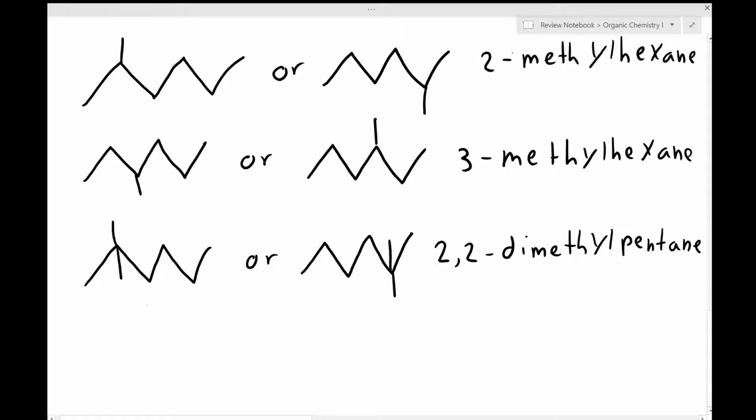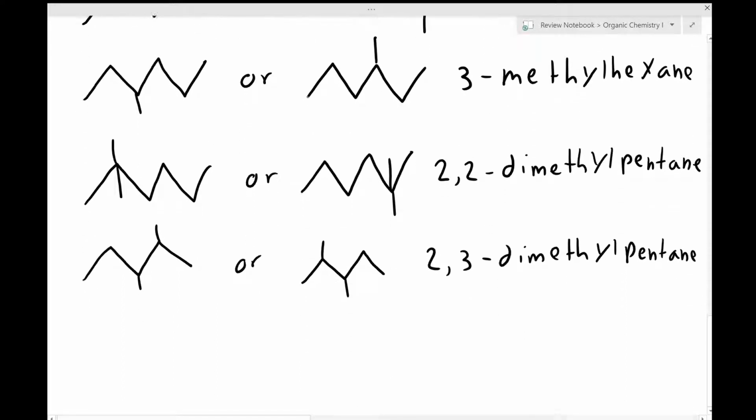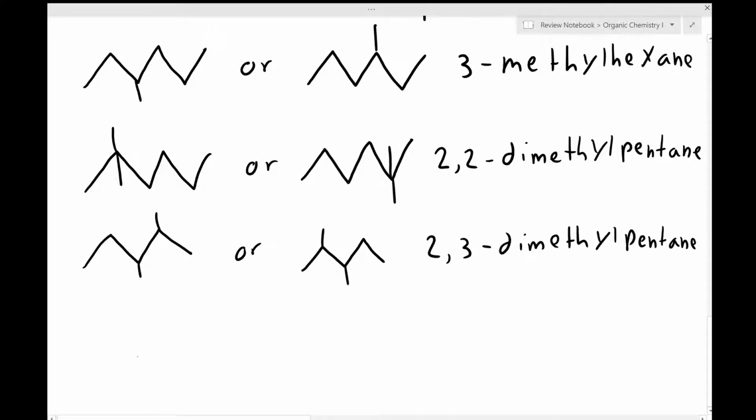1, 2, 3, 4, 5, 6, 7. That would be 2,3-dimethylpentane. Or we can go like this, 1, 2, 3, 4, 5, 6, 7. There's only 1 for that 2, so 2,4-dimethylpentane.